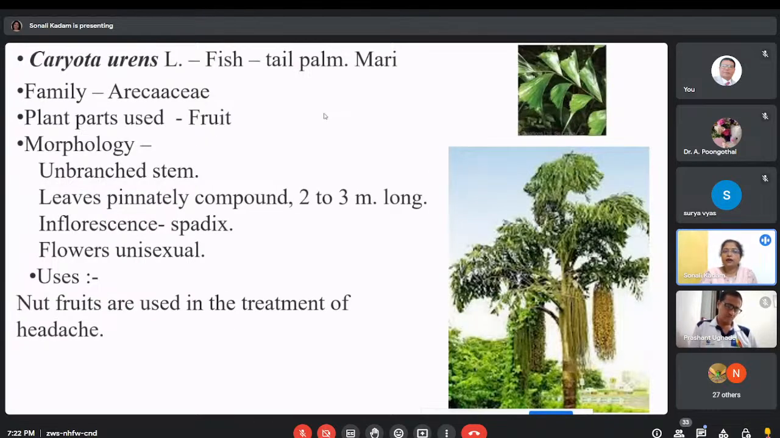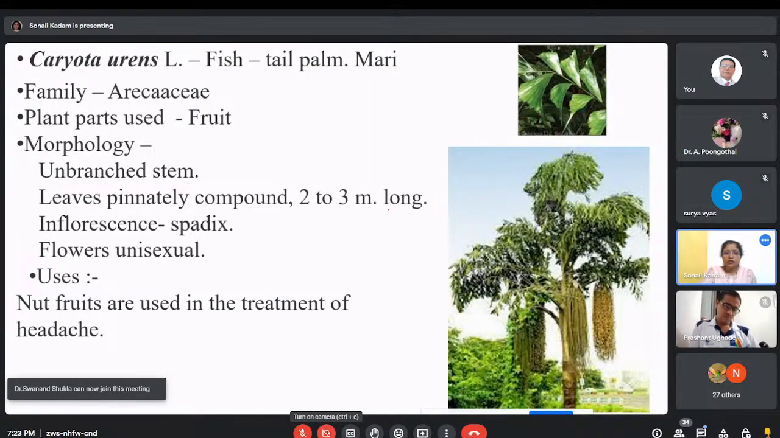Then this is a plant which is known as the fishtail palm. Okay, you can just see how this fishtail, what I mean by fishtail is, the leaf has the shape of a fishtail. So it is known as the fishtail palm.